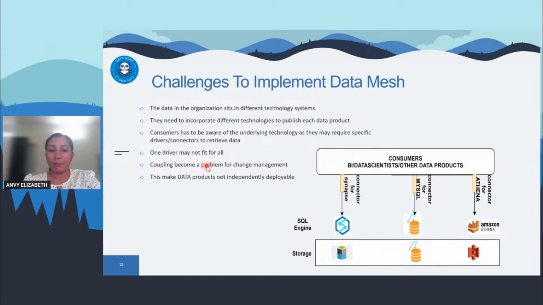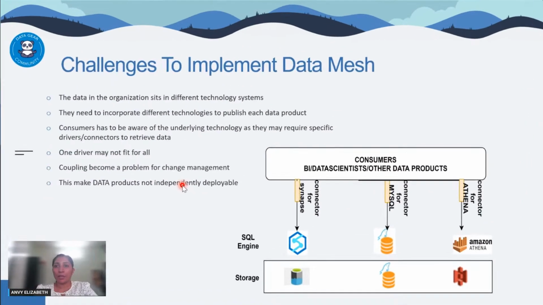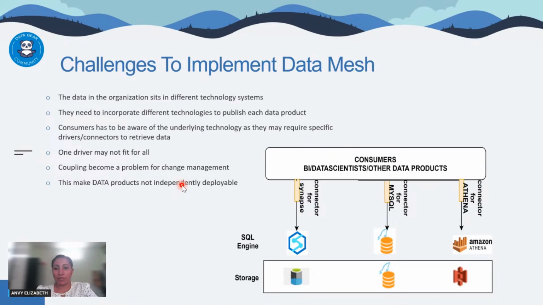So coupling becomes a problem for change management. This makes data products not independently deployable. One of the features of data products is that they are independently deployable. So this difference in data sources makes data products less independently deployable. This was one of the challenges.